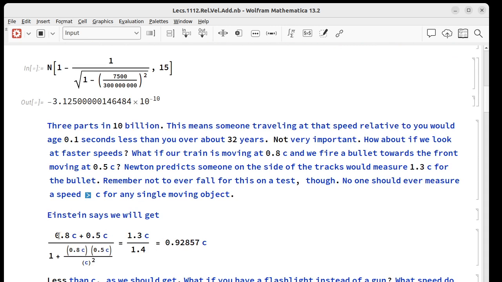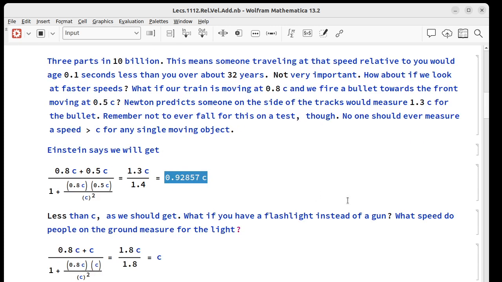So Einstein's prediction is this 1.3 c, but we divide it by 1 plus the product of these things. So 1.3 c divided by 1.4 is about 0.929 c. It's still less than c, which better be the case because it's something with mass, but we know it's larger than either of the ones that went into it. It's moving faster than the train still, certainly.